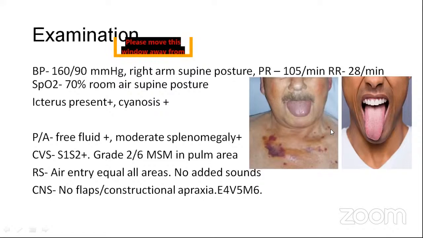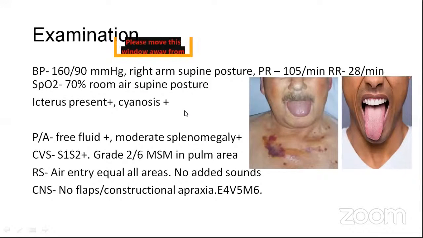Very good. Can you just see this case here? What kind of cyanosis is this? Central cyanosis. Central cyanosis, excellent. So we have a patient here with central cyanosis and decompensated chronic liver disease. Why do you think the oxygen saturation is only 70%? Maybe because of pulmonary hypertension, he is not able to breathe properly. Pulmonary hypertension. Okay.